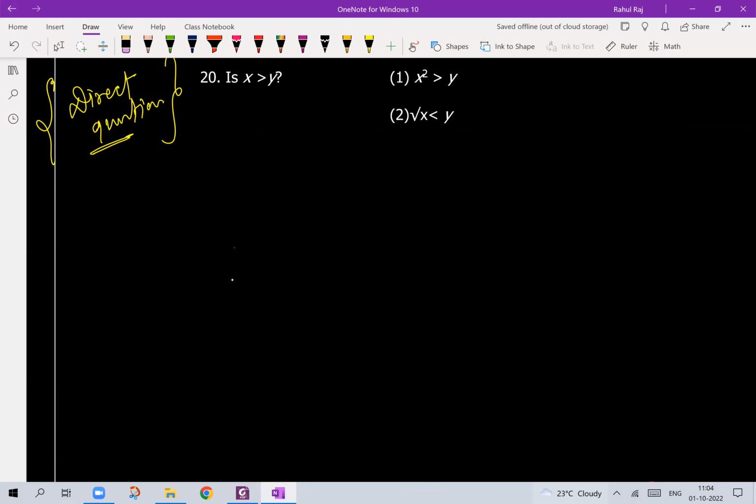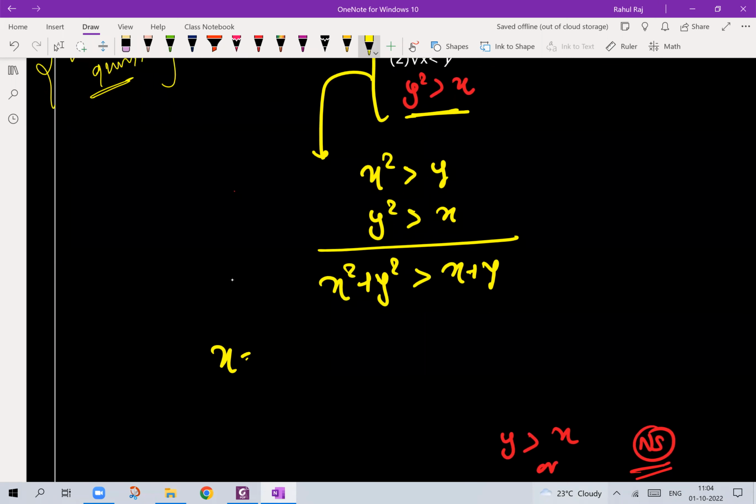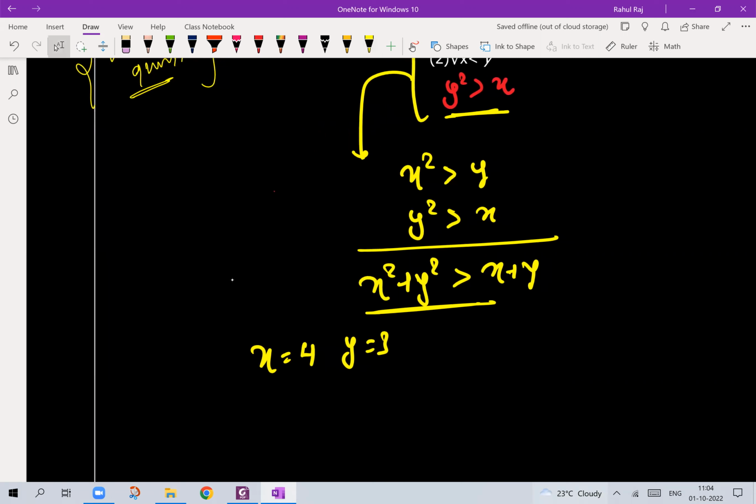So now I have to combine. Statement number 2 is nothing but y square greater than x. A combination of two equations is what? You need to simply solve those two equations. So option number 1 says x square is greater than y. Option number 2 says y square is greater than x. Can I straight away say x square plus y square is greater than x plus y? Now imagine if I take x is equal to 4, y is equal to 3. Can I say x square plus y square is greater than x plus y? Tell. 4 square plus 3 square, 16 plus 9, 25, is greater than 4 plus 3, that is 7.